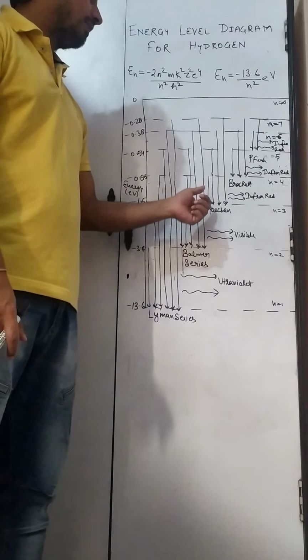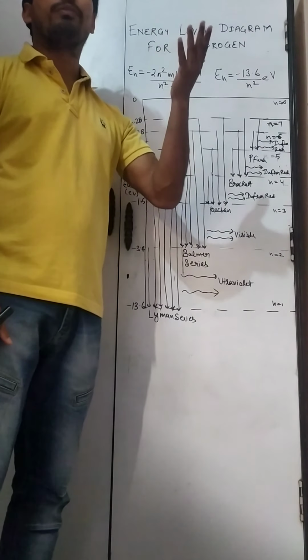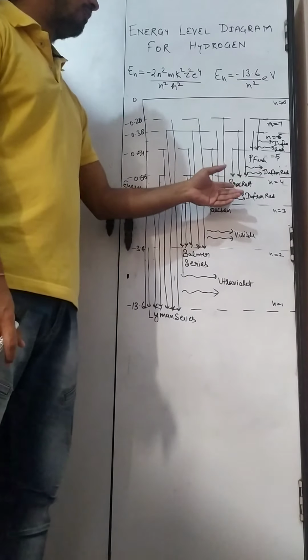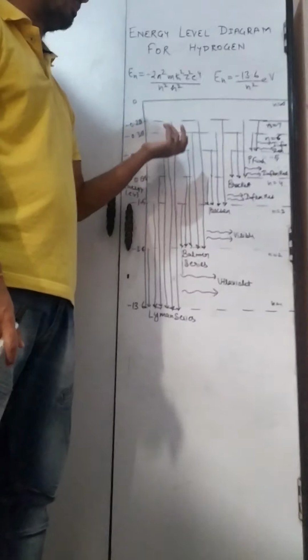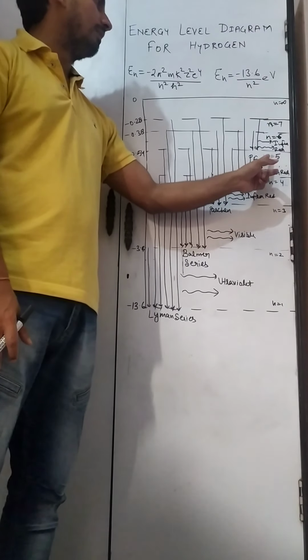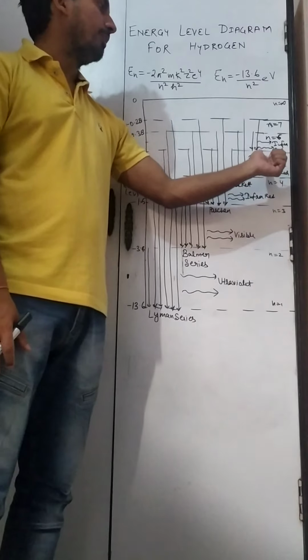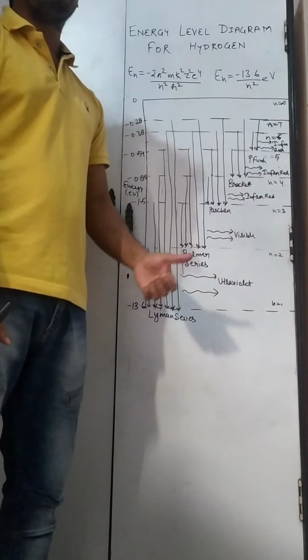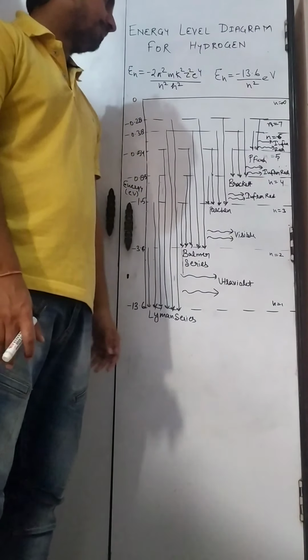For Paschen, n1 equals 3 and n2 can be 4, 5, 6, 7 and so on. For Brackett, n1 equals 4 and n2 can be 5, 6, 7 and so on. After Brackett it is Pfund. For Pfund, n1 equals 5 and n2 should be 6, 7 and so on.